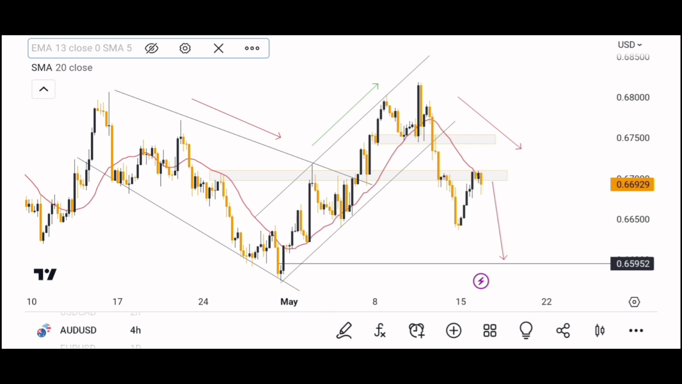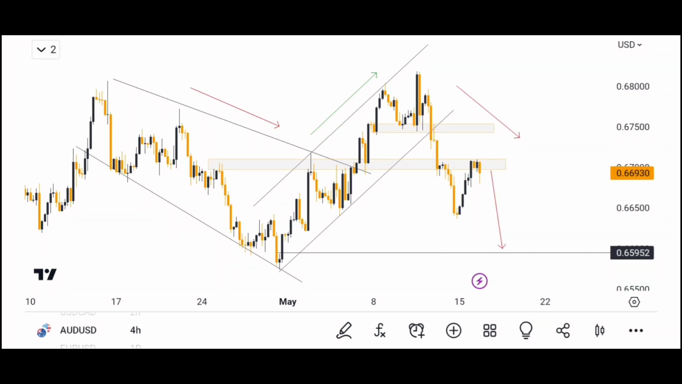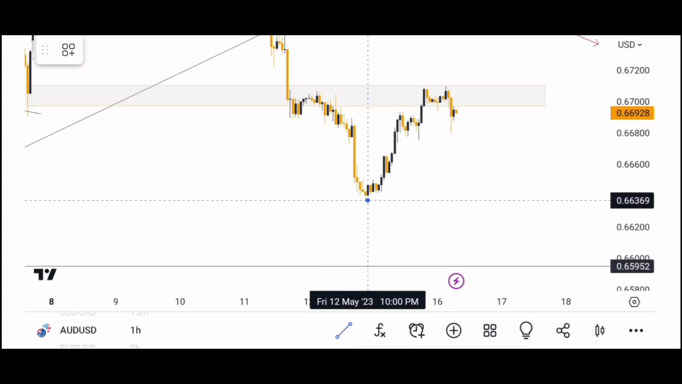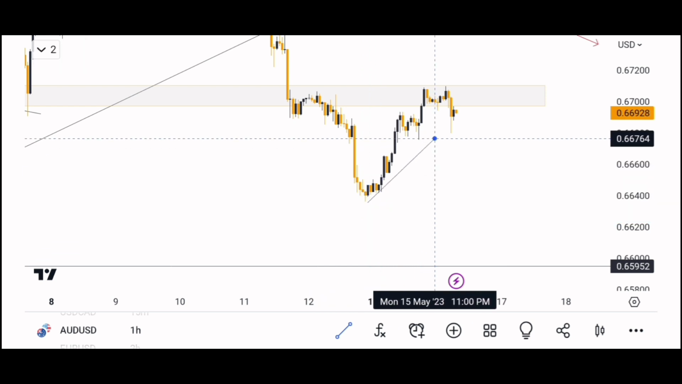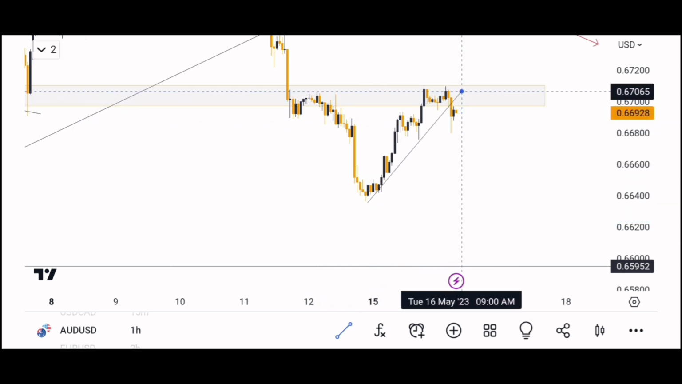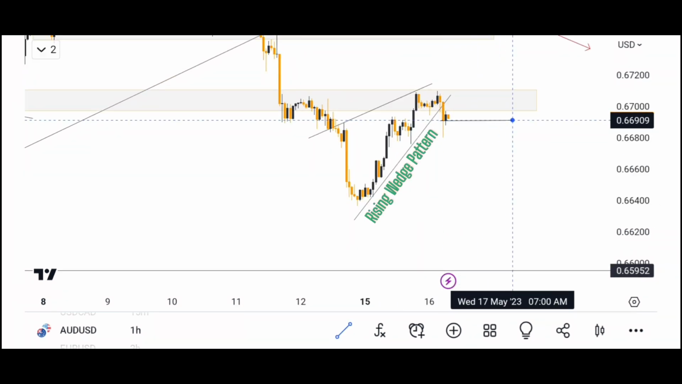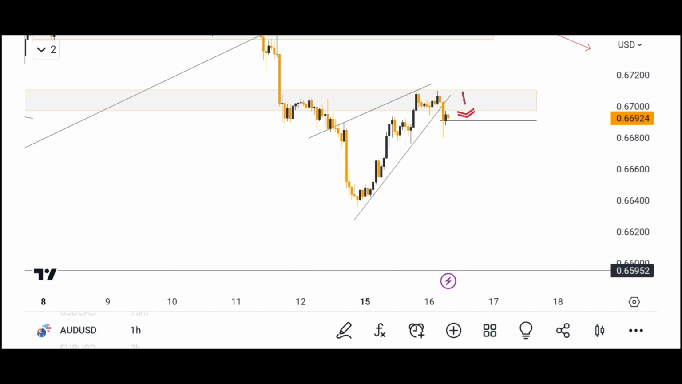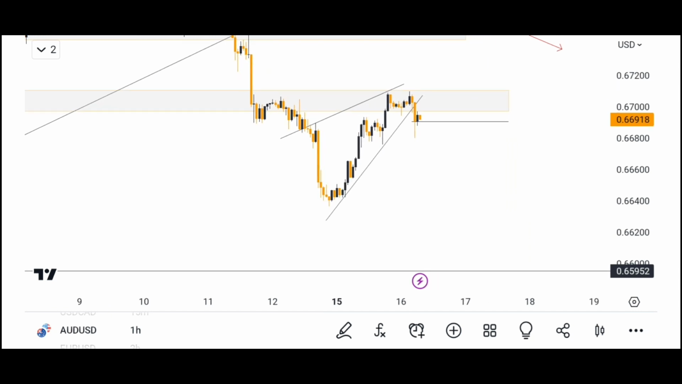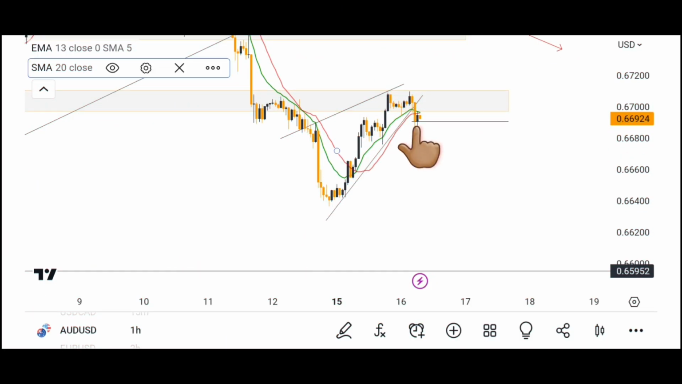After we have a 4-hour candle that has closed below the moving averages, then we can switch to a lower time frame for further confluences. And here we look for chart patterns and candlestick patterns in line with our bias. So here we have a rising wedge pattern, which is a bearish pattern, but also we have a bearish momentum coming off a resistance level that we marked on the 4-hour time frame. Not only that, we have to make sure that our candlesticks have closed below the moving averages as well.